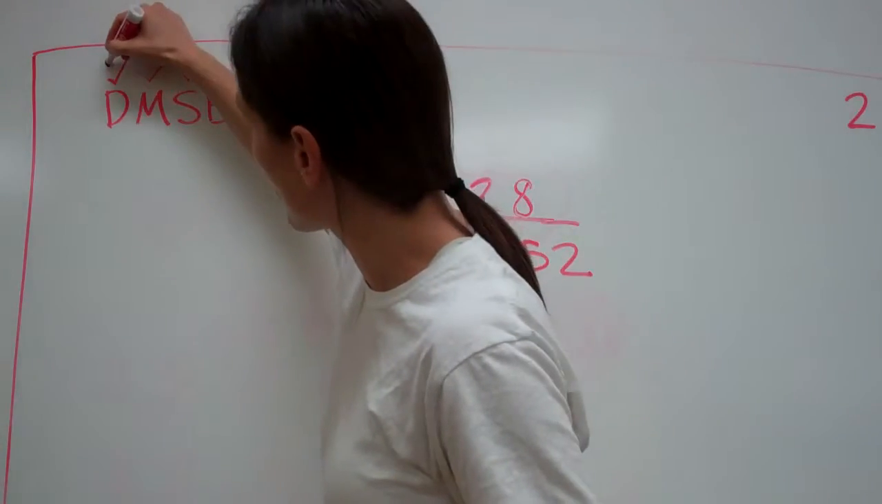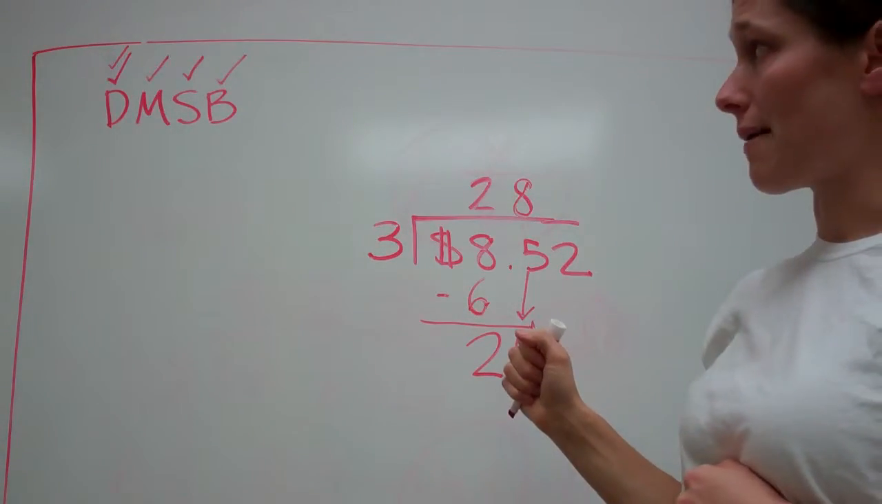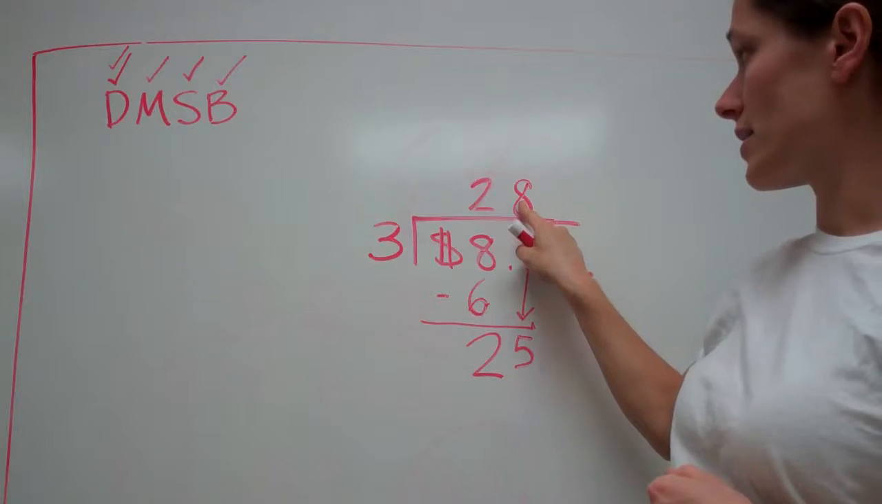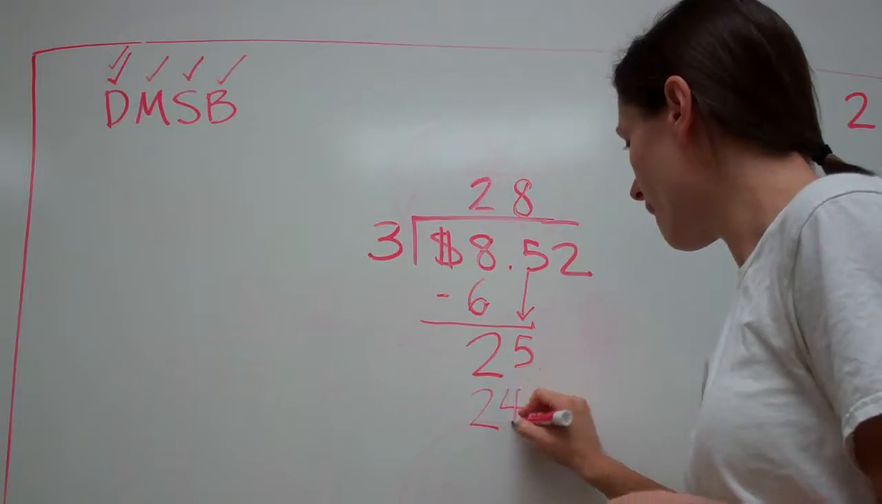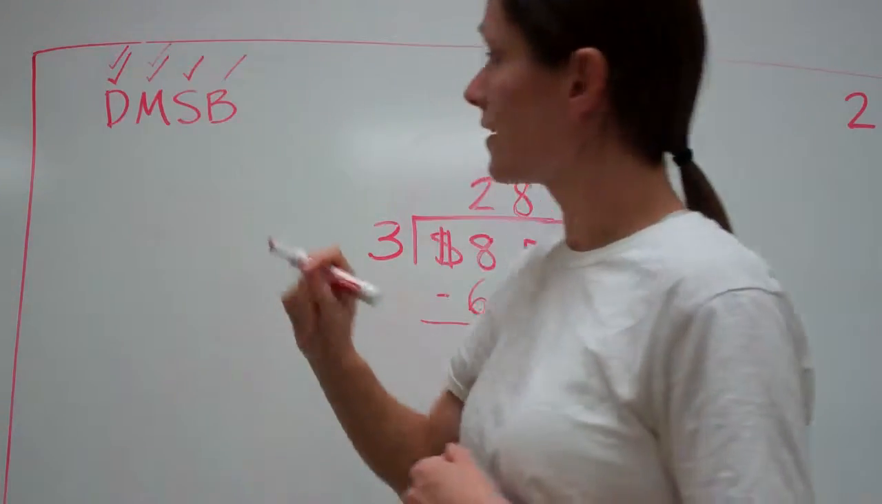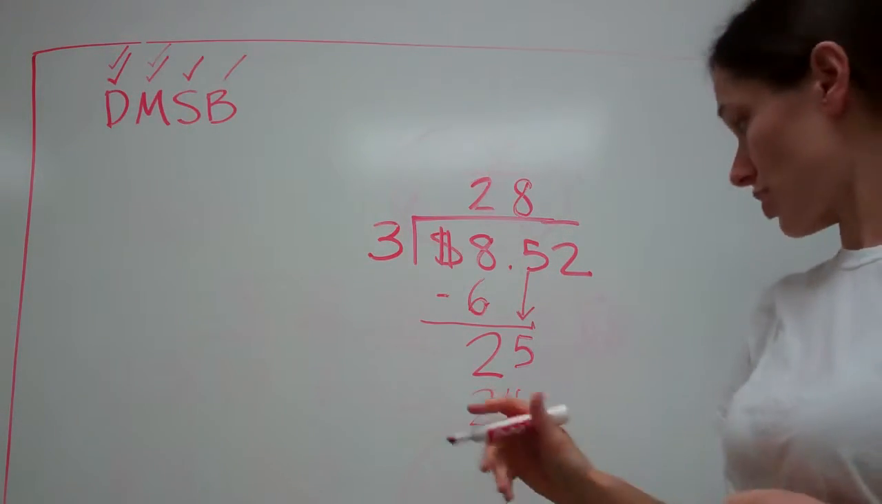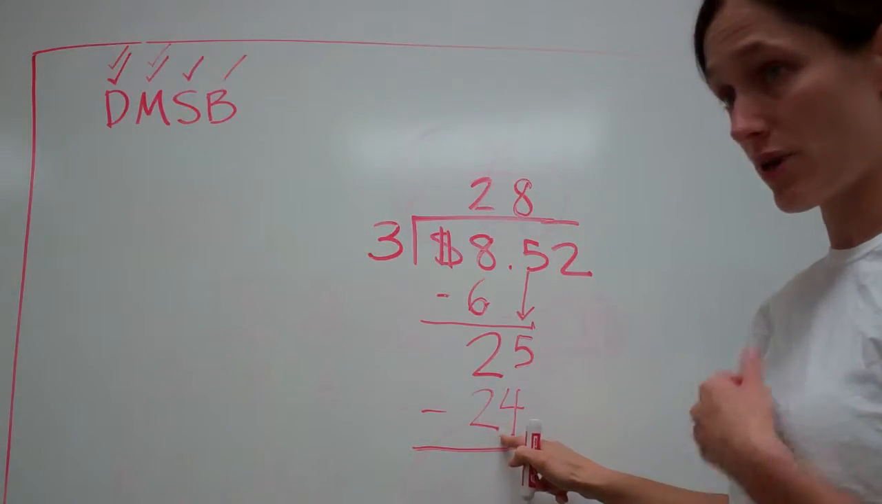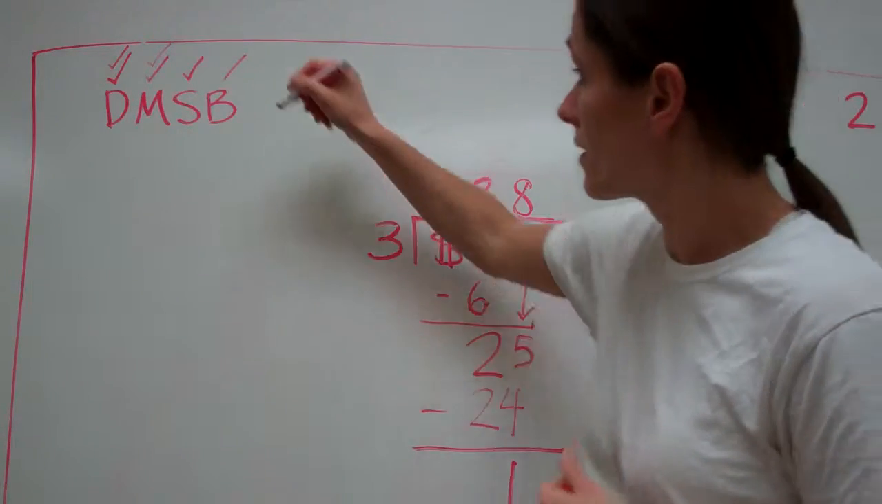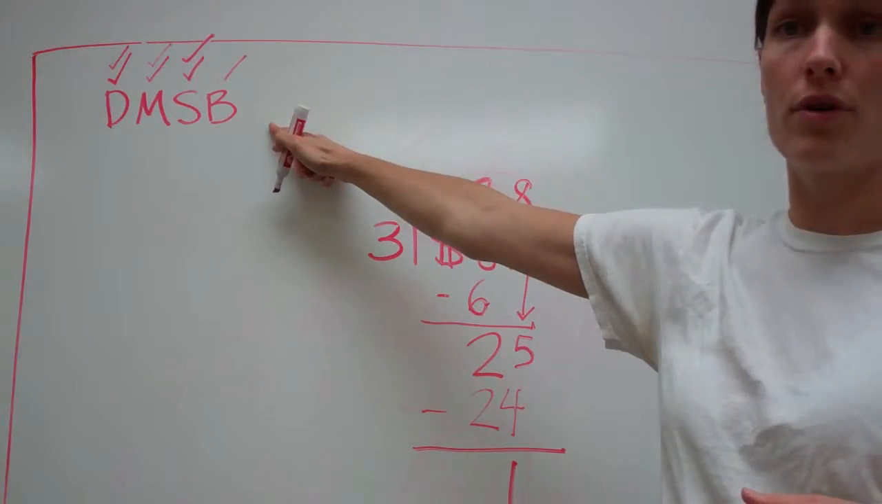Now we divided. I'm going to put a check mark. Now we're going to multiply. What is 8 times 3? 24. Check. Now what are we going to do? We're going to subtract. 25 take away 24 is 1. Check.